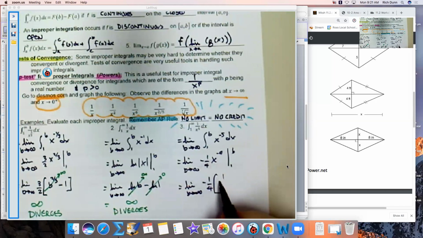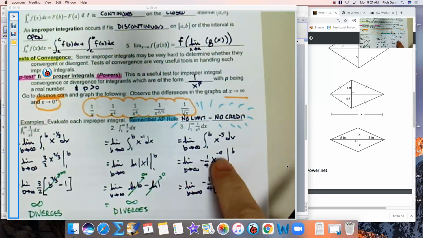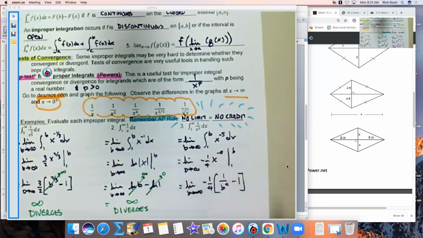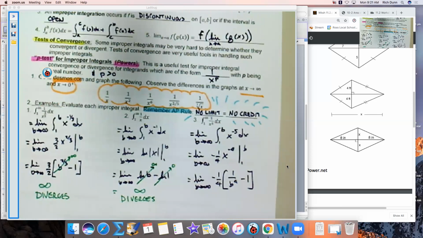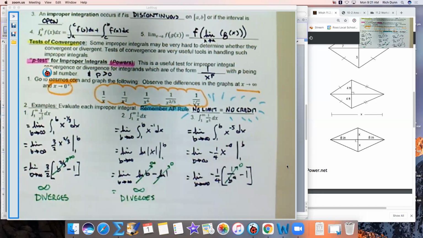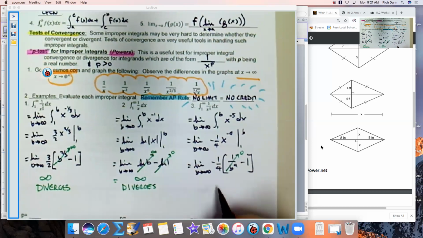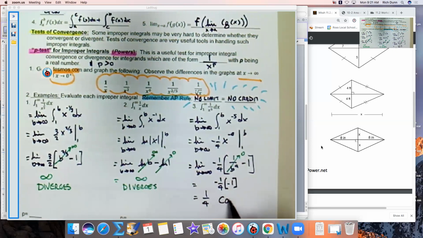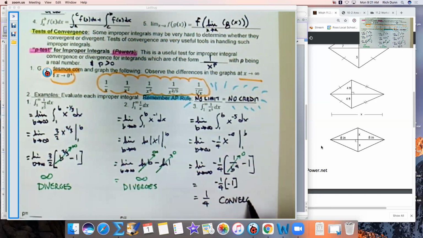This will be 1 over b to the negative 4th power when we substitute in b, and then we'll subtract 1 over 1, or just plain old 1. Now when we evaluate this as b goes to infinity, 1 divided by infinity is going to be 0. So this is going to be negative 1/4 times negative 1, or we get 1/4. This one actually converges.